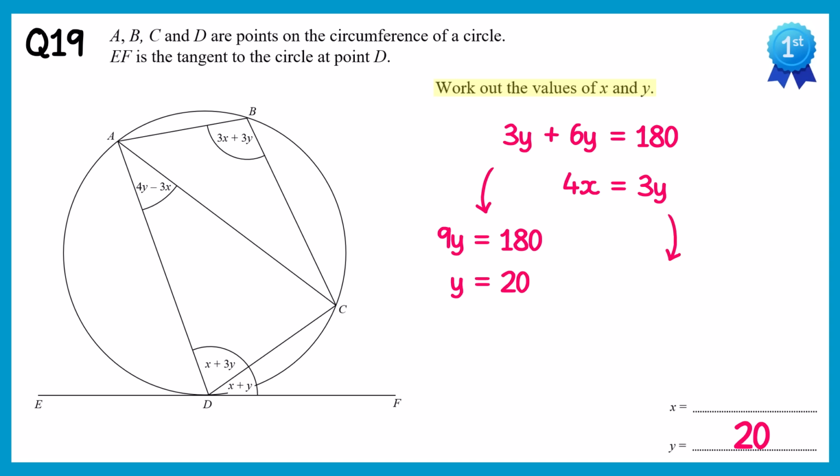Now let's take a closer look at this equation and remember that y is equal to 20. So it says 4x equals 3y, but y is 20, so 3 twenties is 60, so 4x equals 60. We can now divide both sides by 4 to get x is equal to 15. So x is 15, and that's the answer to the question.